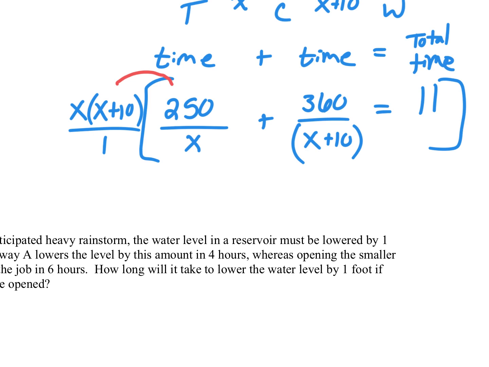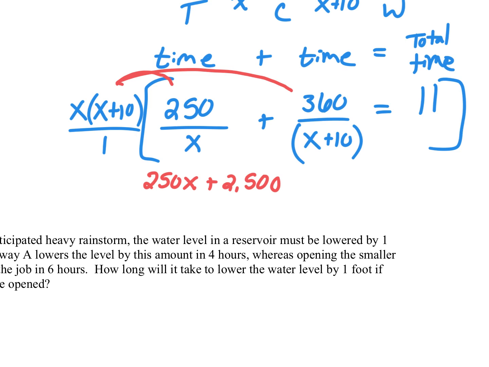Is everyone okay if I distribute the 250 right away, just to save our time? Go for it. 250 times x is 250x. And then 10 times 250 is 2,500. Okay, and then we distribute this LCD to the second term.